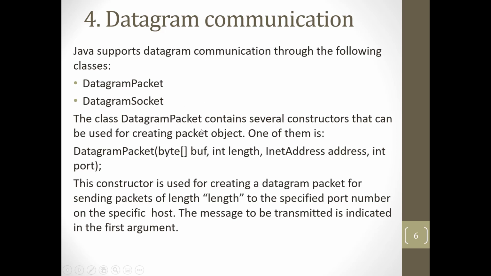Now, the class DatagramPacket contains several constructors. You can use the constructors to create the packet object. One of them, you can see here, uses the DatagramPacket class. By using a constructor, they are going to create an object. The first parameter is the buffer, the second is the length of the buffer, then the INET address, that means the IP address, and then the port number. These are the four important parameters you can use to create an object.